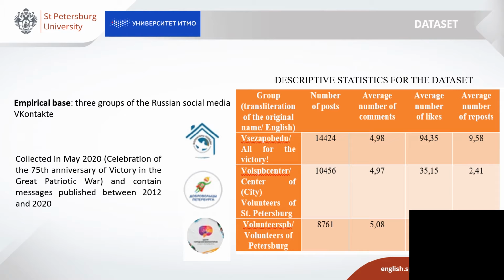The social media FRUCT29 was chosen, and we listed it on this slide. The dataset was collected in May 2020, the date of celebration of the 75th anniversary of victory in the Great Patriotic War, a very important date for our country. It contains messages published over the last 10 years.